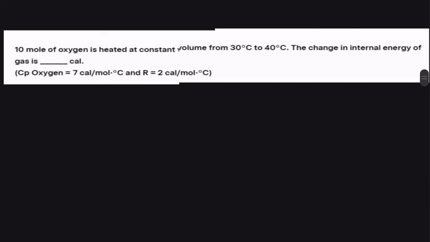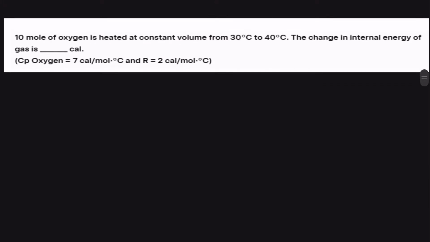Next question. It states that 10 mole of oxygen is heated at constant volume from 30 degree to 40 degree centigrade. The change in internal energy of the gas is? And this we can solve using two methods. The shortcut is much easier, but we are going to get the same answer. That answer is not going to change.